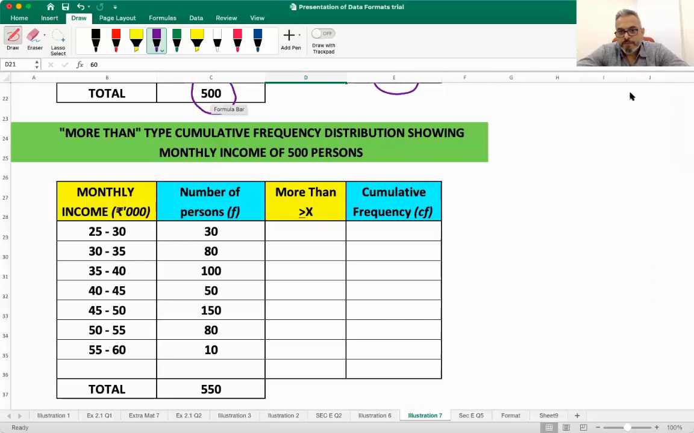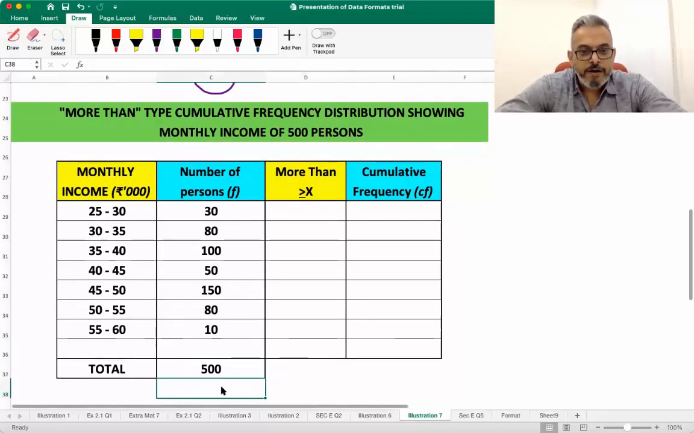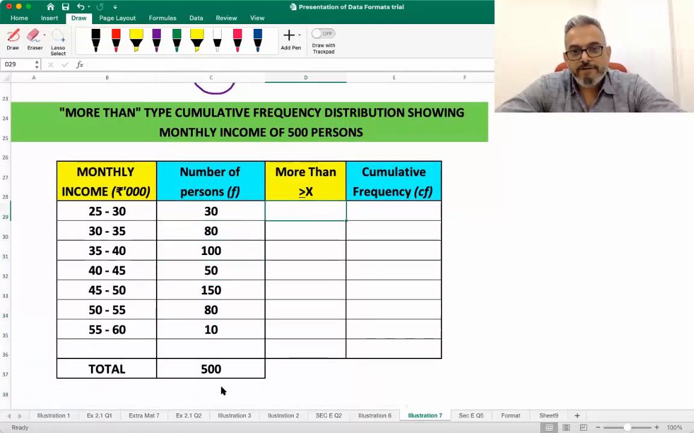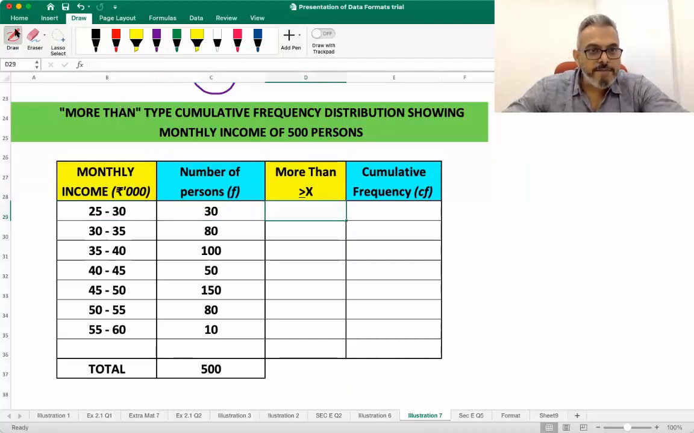Over here, we have to make more than type cumulative frequency distribution showing monthly income of 500 people. Now, again, when we write more than equal to, we start with again the lower limit of the first class, that is 25, and we will go till upper limit of the last class.